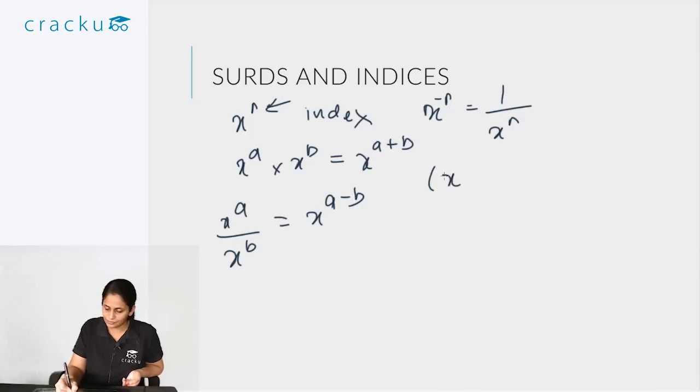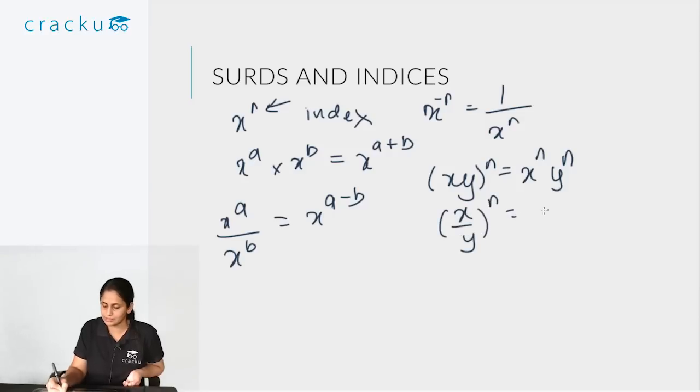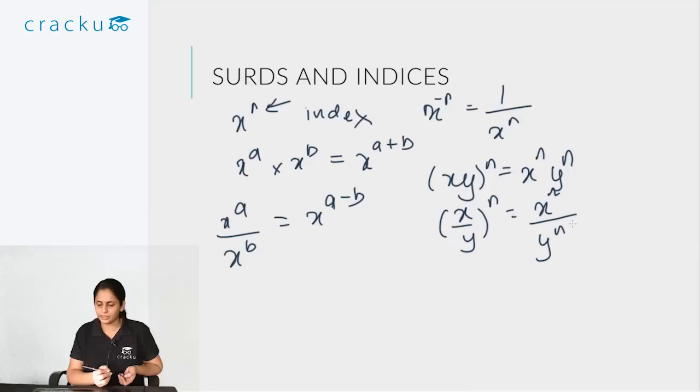Suppose you have xy raised to n, then you can write this as x raised to n into y raised to n. Similarly, if you have x by y raised to n, you can write this as x raised to n divided by y raised to n. So these are the simple basic properties of indices. Now let's come to surds.